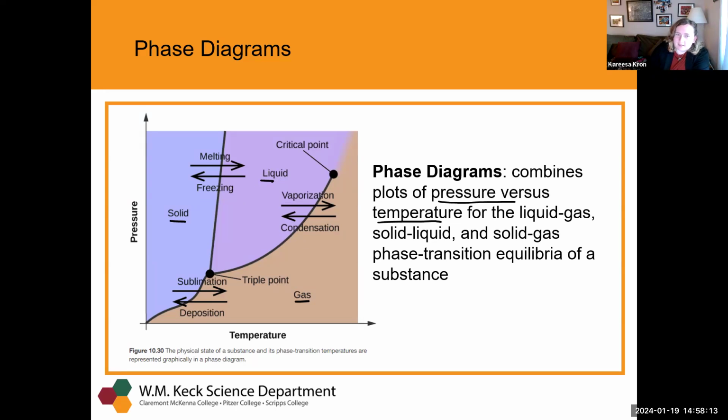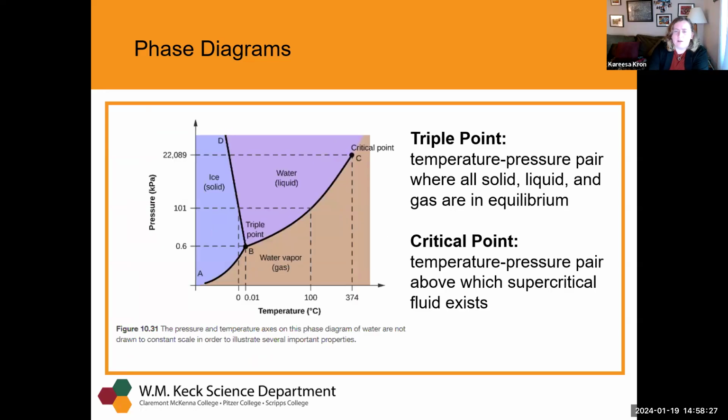And you'll notice that on this plot, in addition to what I described in the last video, there's also two new points, which are described as the triple point and the critical point on this phase diagram. And so what does that mean? The triple point is the combination of temperature and pressure where you'll have solid, liquid, and gas in equilibrium.